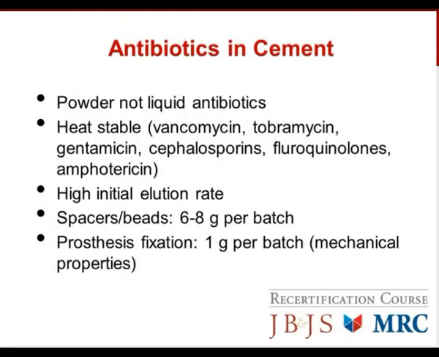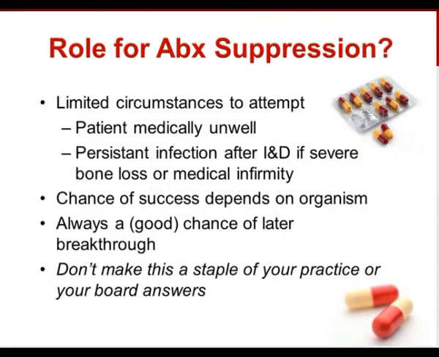When using antibiotics in cement, you want to keep the amount of antibiotics low if you're using it for a reimplant, less than 1 gram or less per batch of cement. If you get above that level, then we start getting into trouble with mechanical properties. So is there a role for antibiotic suppression? I think there's limited circumstances to try this clinically, and for the purposes of the test, I would stay away from antibiotic suppression for periprosthetic joint infection.